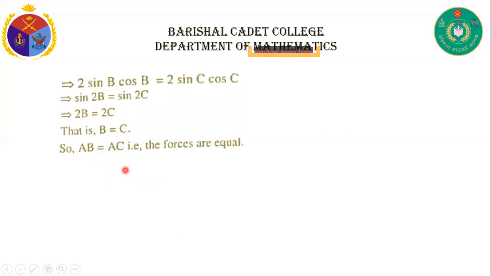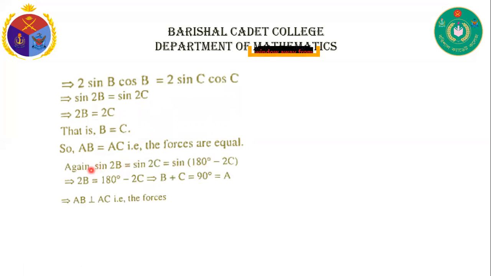Now similarly, we can say again sine 2B equals sine 2C, and sine of 180 degrees minus 2C equals sine 2B, so 2B equals 180 minus 2C, that is B plus C equals 90 degrees, that is angle A is 90 degrees. So AB is perpendicular to AC. So the two forces are equal or AB is perpendicular to AC.